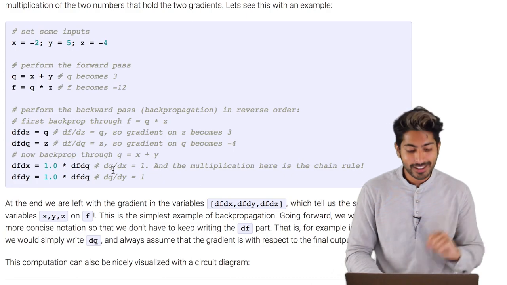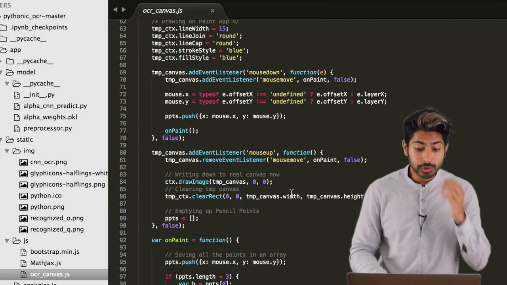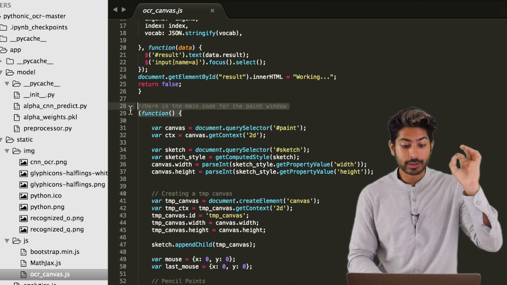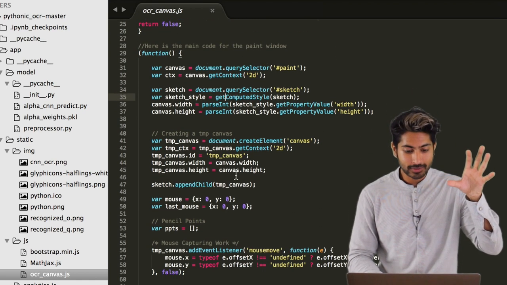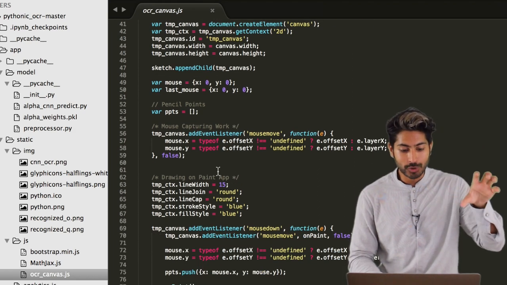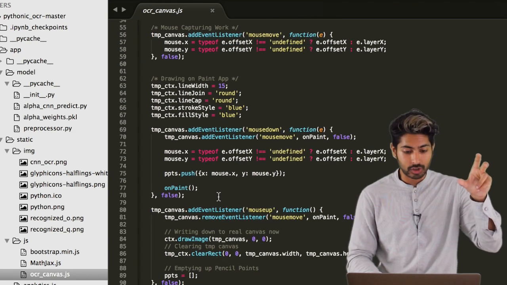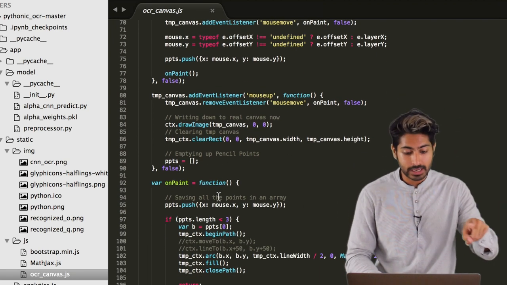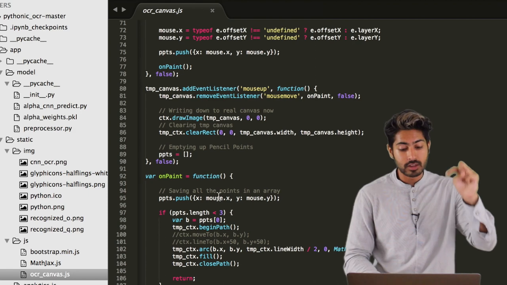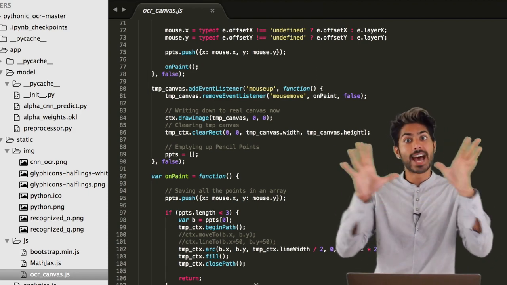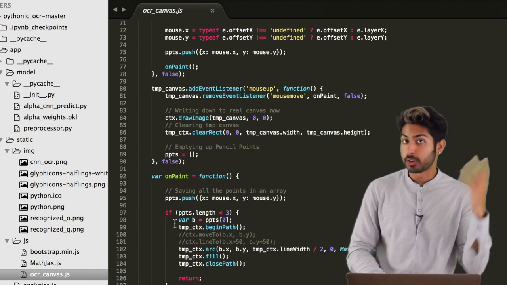So we calculate the gradient of those weights and then multiply them by the previous layer. And then for our JavaScript portion, we are taking the drawing from the user. Here's the main code for that paint window in a canvas, and we capture the mouse's positions, capturing all those points in that image with an event listener. And then on paint, whenever the user stops clicking and hits the submit button, we save that snapshot of the image and then feed that into the network.